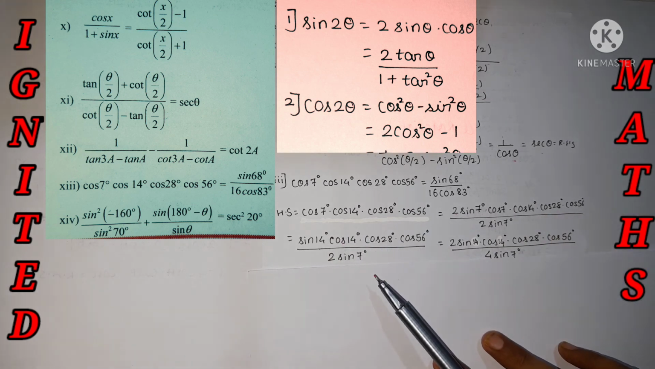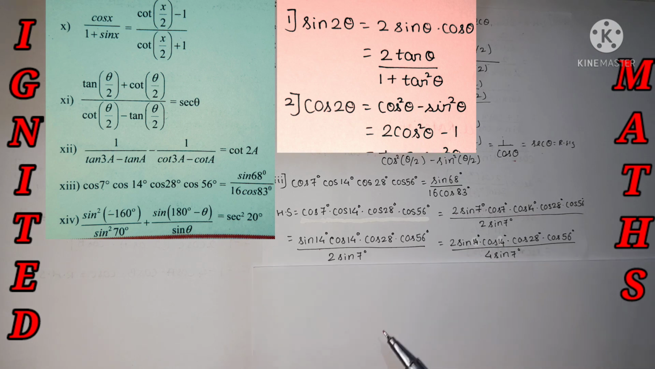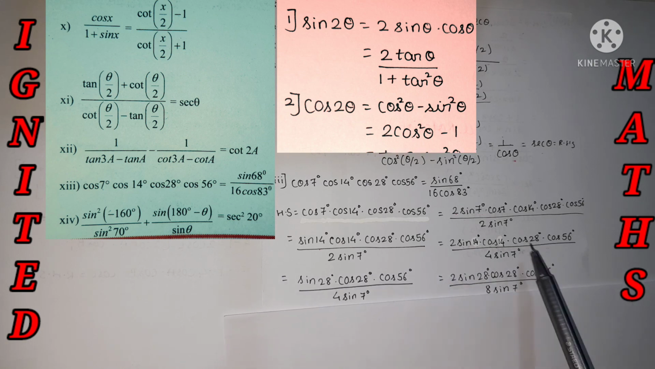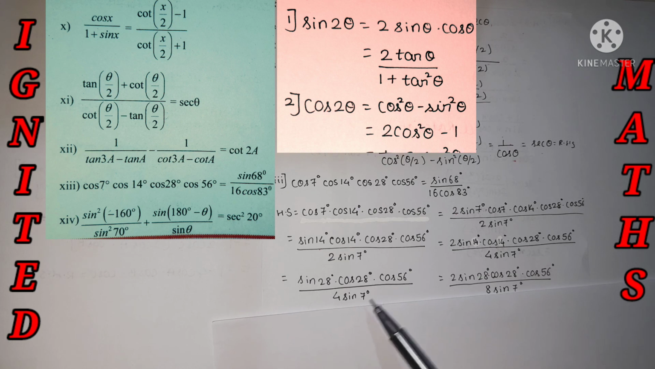Now again, multiply and divide by 2 in the numerator and denominator. If you do it, it will become 4 sin 7 degree, and over here it's nothing but 2 sin 14 degree into cos 14 degree. So can we apply the sin 2 theta formula? 14 into 2 is nothing but 28. It's nothing but sin 28 degree, cos 28 degree and cos 56 degree divided by 4.